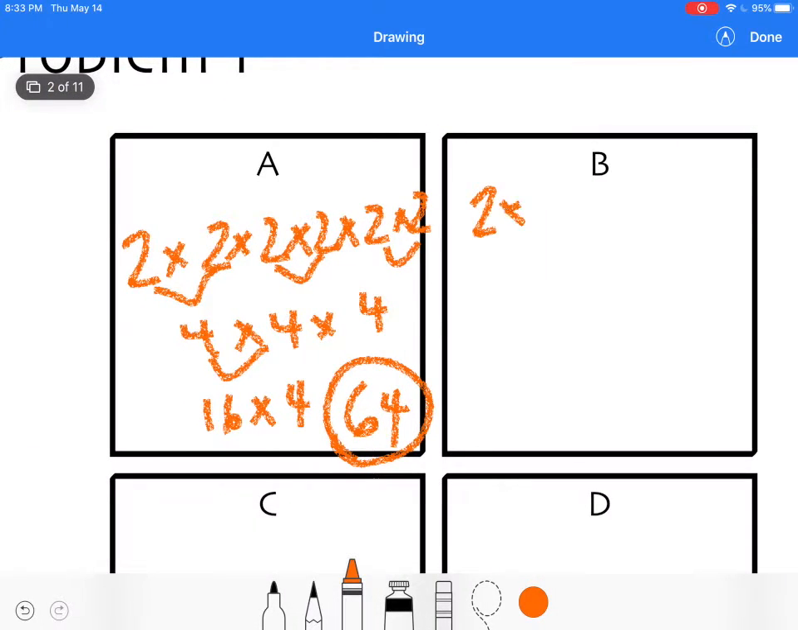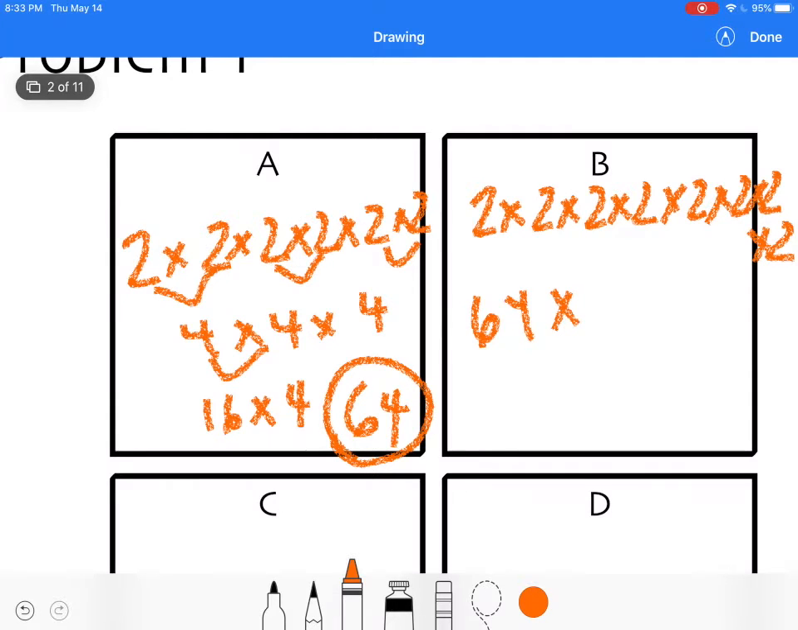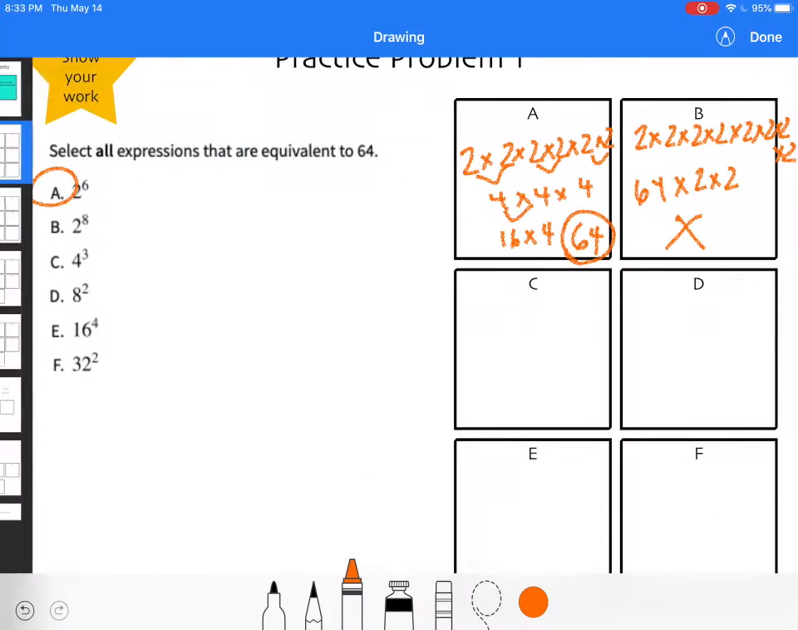2 to the 8th power. That's going to be 2 times 2, 4, 5, 6, 7, 8. Well, I know that if 6 2s is 64, 8 2s is definitely not. So I'm going to have 64 times 2 times 2. So 64 times 4 is going to be way too high. So B is out.